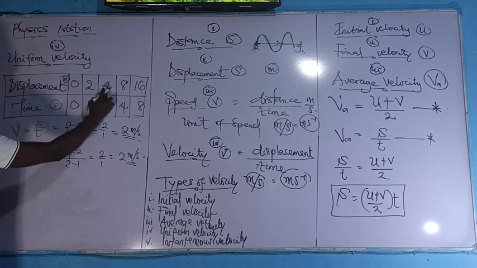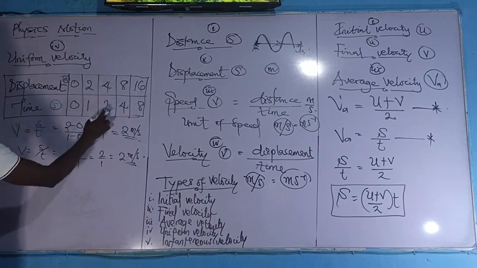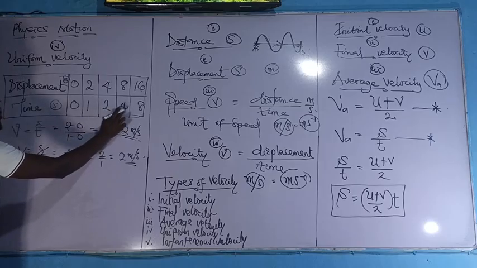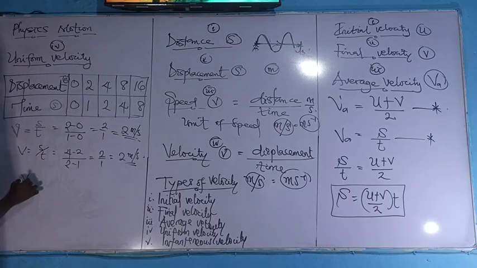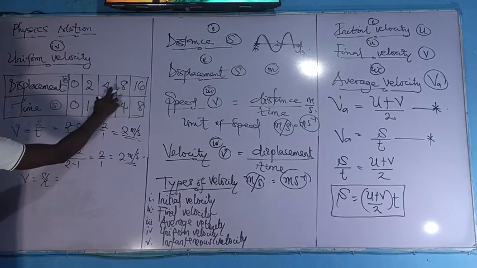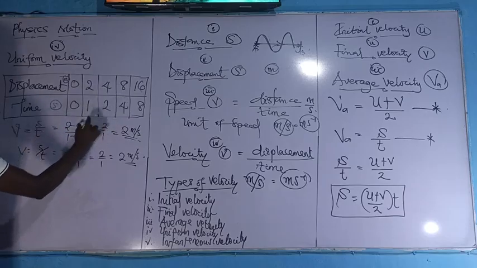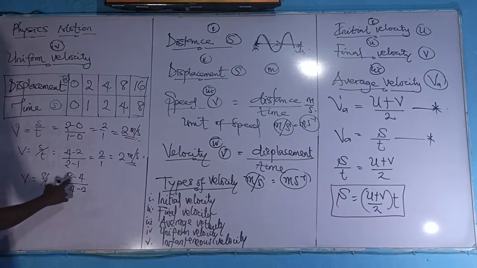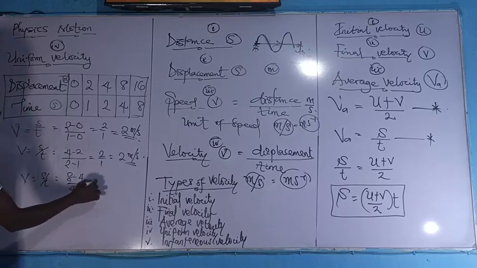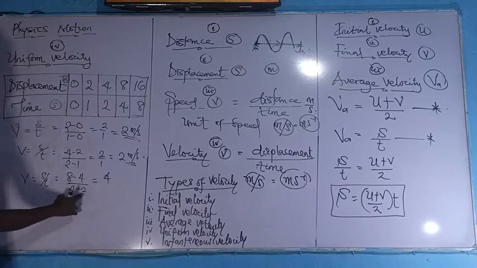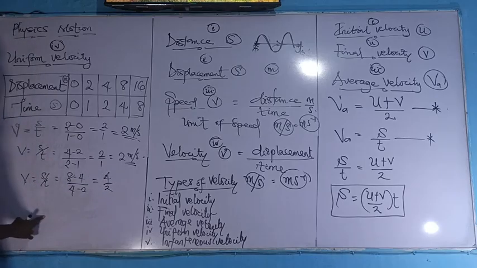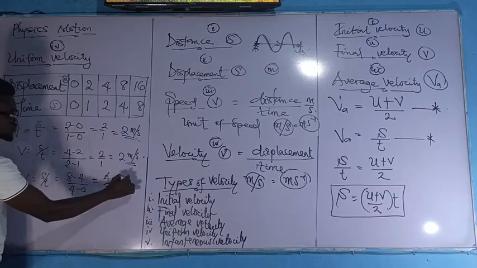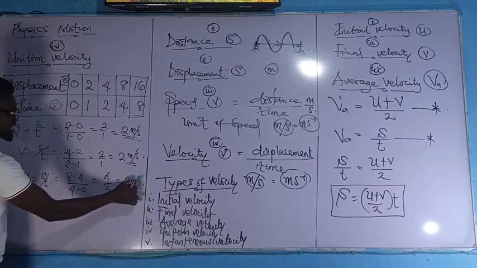Now, when the displacement changes from 4 to 8, the time changes from 2 to 4 seconds. So, the velocity, which is displacement over time, now becomes 8 minus 4 over 4 minus 2. Now, 8 minus 4 will give 4, and 4 minus 2 will give 2. 4 divided by 2 will give 2 meter per second.